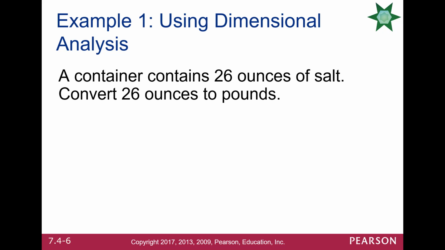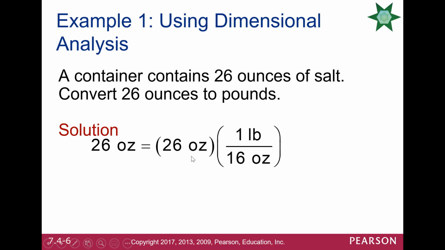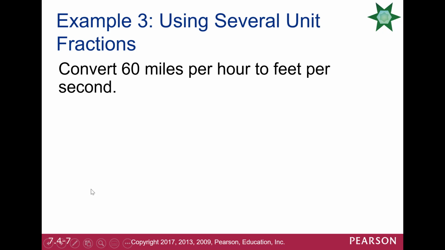So for example, if we have a container of salt from the grocery store, it's 26 ounces, and we want to convert that to pounds. So 26 ounces, and then we multiply it by the unit fraction that has 16 ounces in a pound. Now you might say, well, which way do I write it? Here the ounces is in the numerator, so we put the unit fraction in such a way that ounces is in the denominator so that we can cancel those units, and the only unit left is pounds. So 26 times 1 divided by 16, 1.625 pounds.